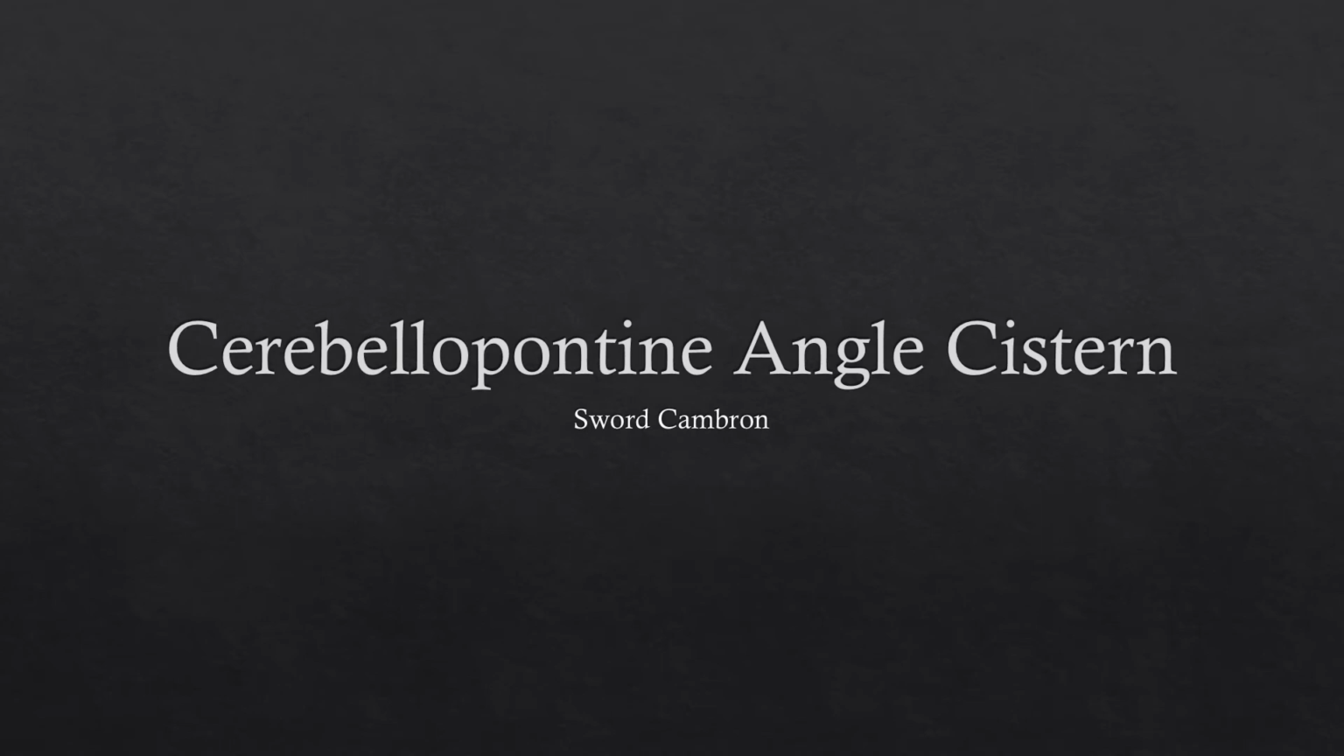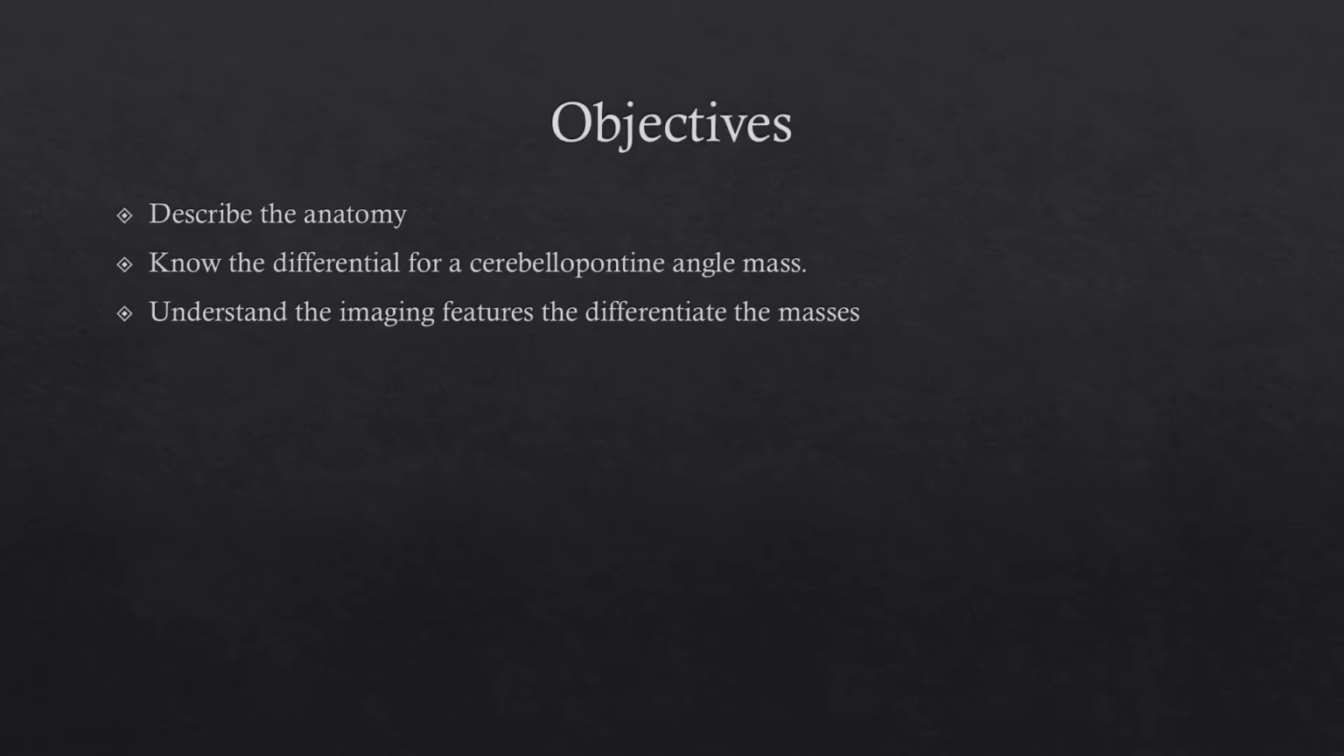Hello, today we're going to be talking about the cerebellopontine angle cistern and abnormalities that can occur there. We want to be able to describe the anatomy of the area to understand what can occur there. We want to know the full differential for the cerebellopontine angle mass and understand the imaging features that differentiate between the different types of masses that occur here.